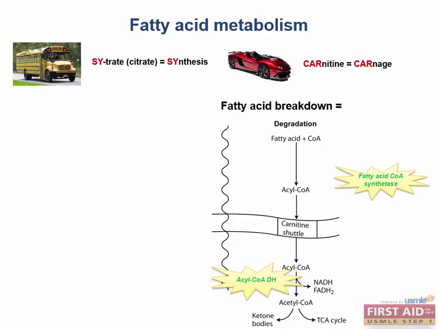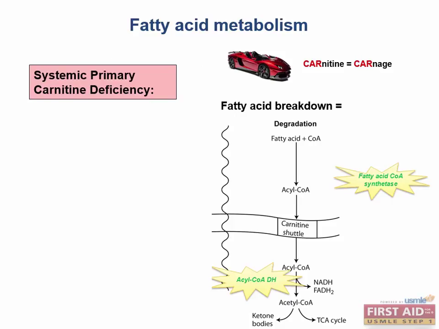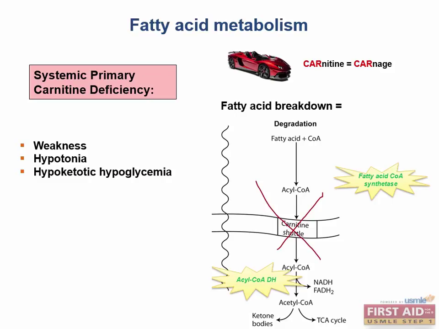When everything works correctly, our fatty acyl-CoA uses the carnitine shuttle to enter the mitochondria. However, what would happen if the carnitine shuttle wasn't working correctly? In patients with systemic primary carnitine deficiency, there's an inherited defect in the carnitine shuttle, which prevents long-chain fatty acids from entering the mitochondria. These patients will usually present with generalized weakness, hypotonia, and hypoketotic hypoglycemia. And why would it be hypoketotic?